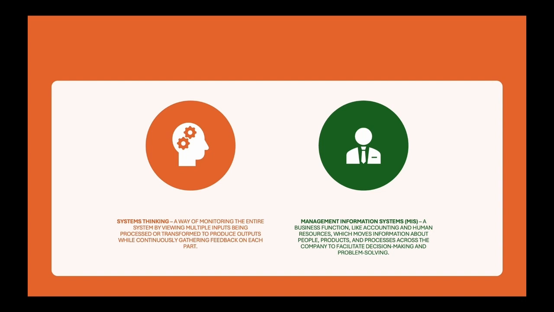Management Information Systems, MIS, is a people-oriented field with an emphasis on service through technology. Business functions like accounting and human resources move information about people, products, and processes across the company to facilitate decision-making and problem-solving.